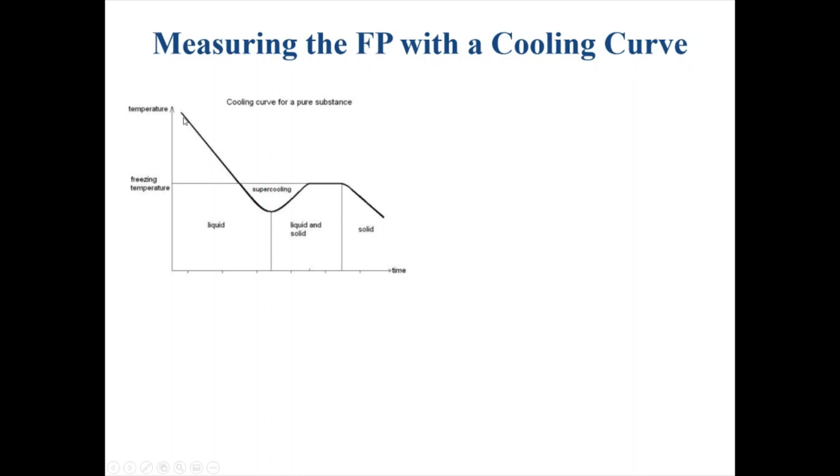So what's happening here? We're cooling it down over time, and then eventually we get to the freezing point. This line right here is the freezing point for this solid. If this were water, it would be 0 degrees Celsius. Now what's interesting is you see we go below that temperature, and yet we're still a liquid. This is called supercooling. This dip where we are still liquid, but below the freezing temperature, is called supercooling. As you cool the liquid down, it takes some time for the solid to start to form.